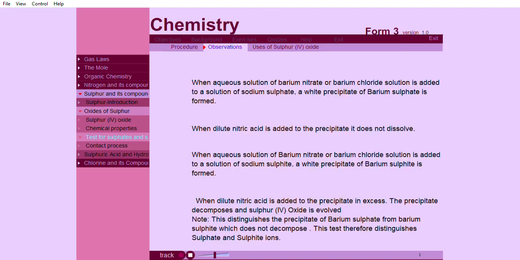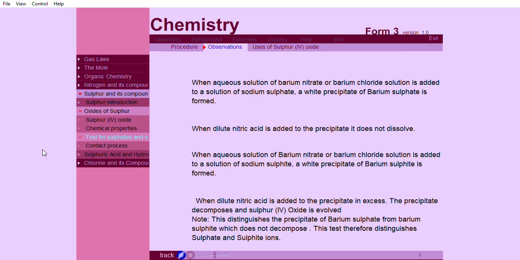When aqueous solution of barium nitrate or barium chloride solution is added to a solution of sodium sulfate, a white precipitate of barium sulfate is formed. When dilute nitric acid is added to the precipitate, it does not dissolve.